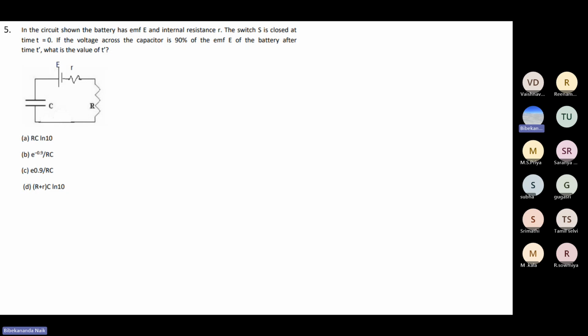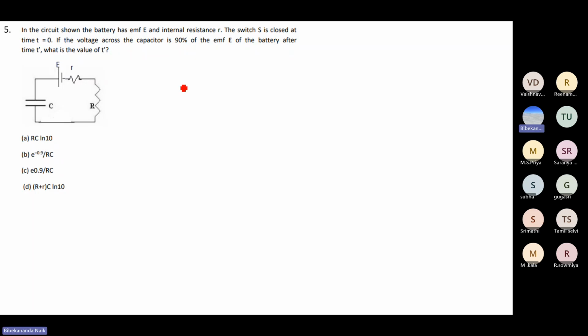In this case, we know that when there is an EMF E in the circuit which has internal resistance R, the switch S is closed at time t equal to 0. Then the voltage across the capacitor is 90% of the EMF E of the battery after time t prime. What is the value of t prime?